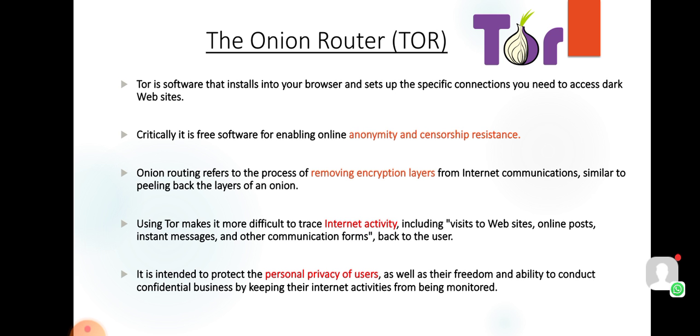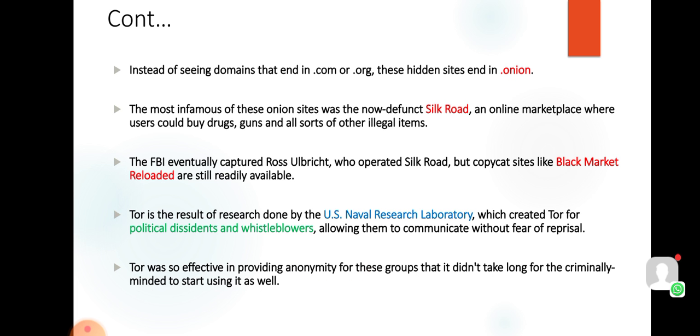So whatever activity you need to do on particular websites, that activity may have some intention, some personal private information you need to access over the internet, and you get some freedom from the monitoring of your activity within TOR. Instead of seeing domains that end in .com or .org, these hidden sites end in .onion. So here, instead of .com or .org, you get information from .onion.